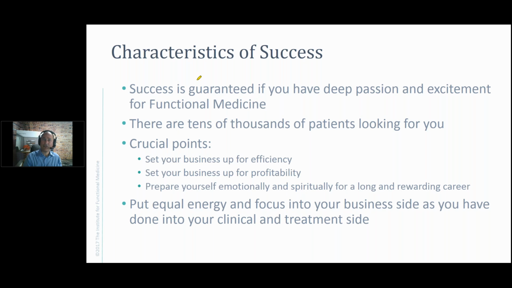One of the things that I see are really consistent characteristics that make practitioners almost guaranteed to be successful. The number one thing is that they have a passion and excitement for functional medicine. That almost guarantees success right there. There are so many patients looking for people right now. There is not a problem on the supply side of patients, right? There's a huge demand for this kind of work out there and not enough practitioners.